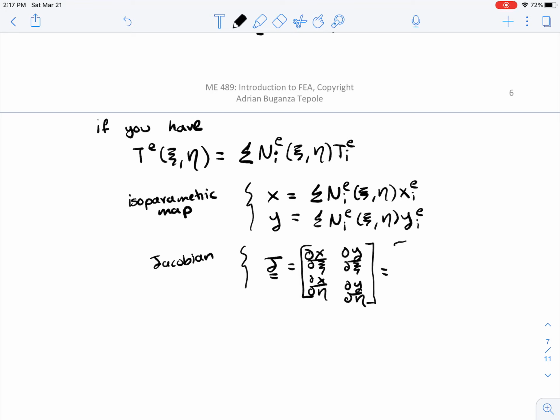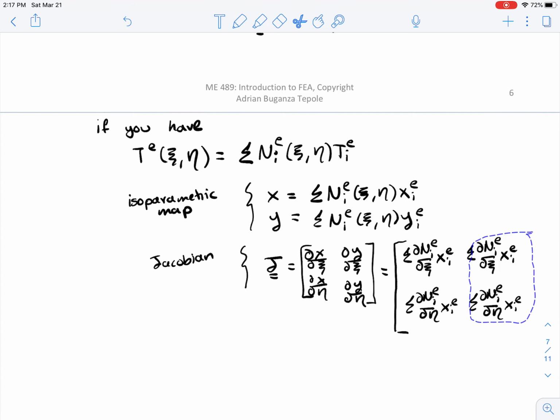And that one I defined in the previous video, but this is basically the sum of partial with respect to psi times nodal values, sum of partial with respect to eta times the nodal values of the x coordinate, and then the same but for the y coordinate.